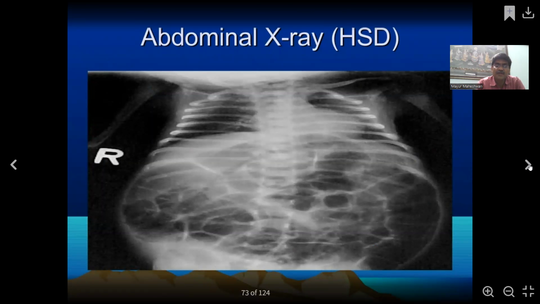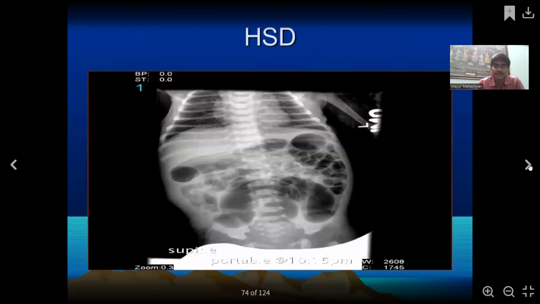See this plain X-ray abdomen. There is a distended abdominal cavity with dilated loops. And there is hardly any gas in the pelvis.